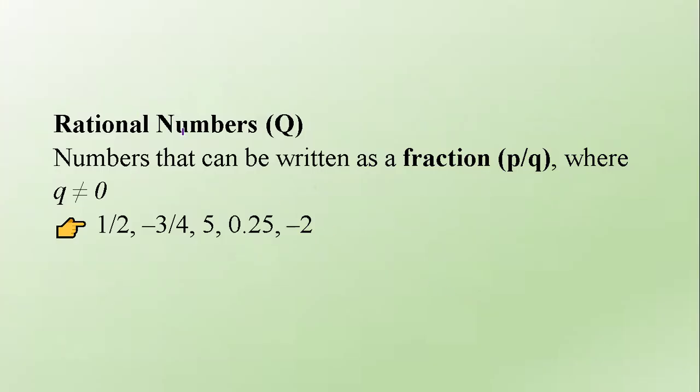ಈಗ rational number ಅಂದ್ರೆ ಏನು ನೋಡಿ. Rational number is denoted by symbol Q. Numbers that can be written as a fraction, or else in the form of p by q, where q is not equal to 0. If q becomes 0, the value becomes infinite. That's why q is not equal to 0 here. For example, 1 by 2, minus 3 by 4, 0.25, -2 and so on are rational numbers.